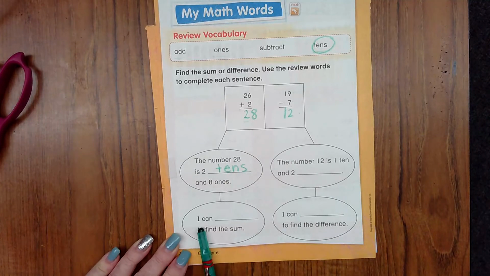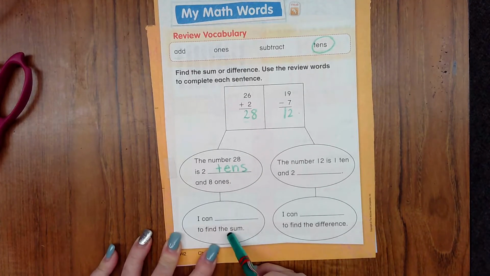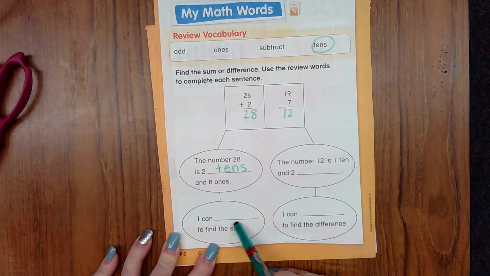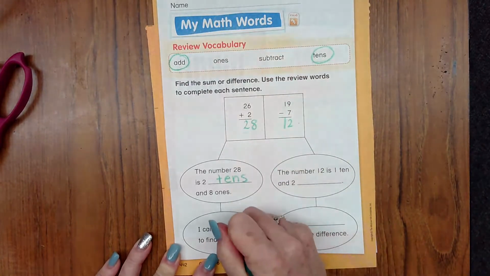And then underneath it says, I can blank to find the sum. Remember, sum means we're going to add. So put the word add.